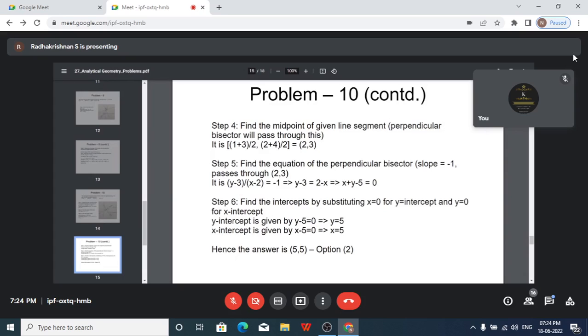So that means x plus y minus 5 equal to 0. Since we have this x plus y minus 5 equal to 0 as a line, we have to find its intercepts. How can we find the intercepts? You put x equal to 0 and y equal to 0. So when you put x equal to 0, you get y minus 5 equal to 0, or y equal to 5. That is the y intercept. Similarly for the x intercept, you put y equal to 0. So you get both the intercept values are 5. The answer is (5,5).